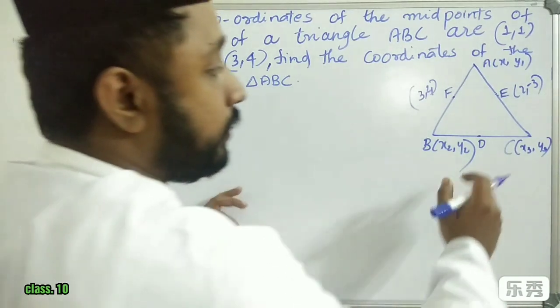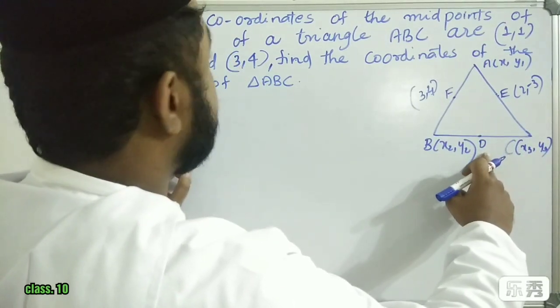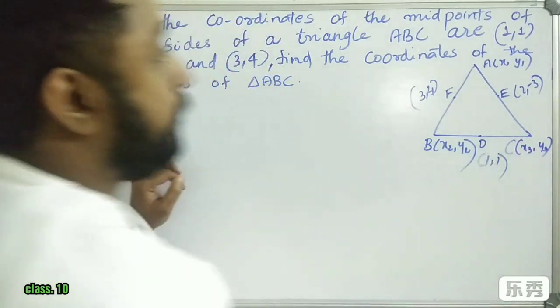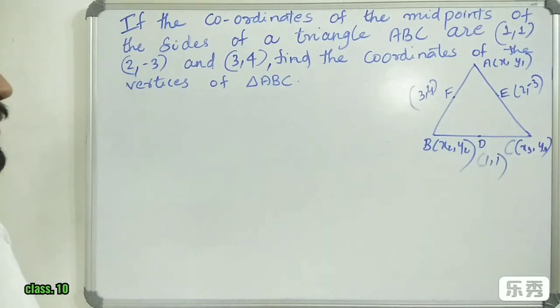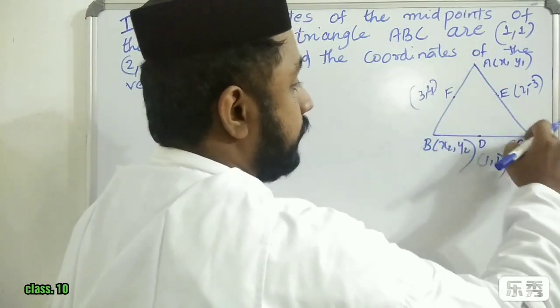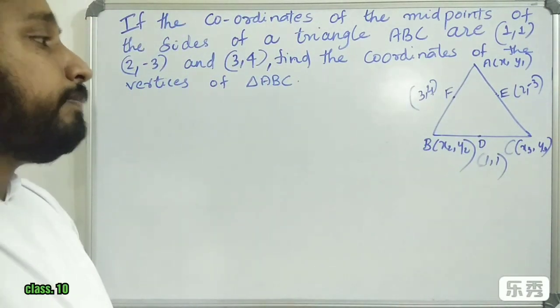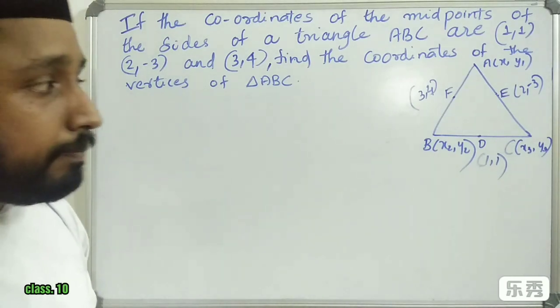So we know the coordinates of F, E and D. D is (1, 1), E is (2, -3) and F is (3, 4). These are the given coordinates. We have to find the coordinates of A, B and C, which are the vertices of the triangle.